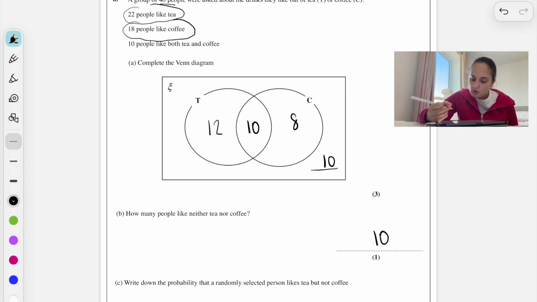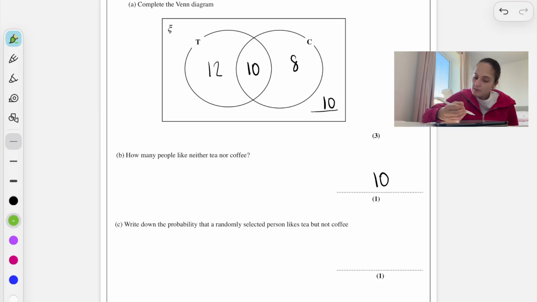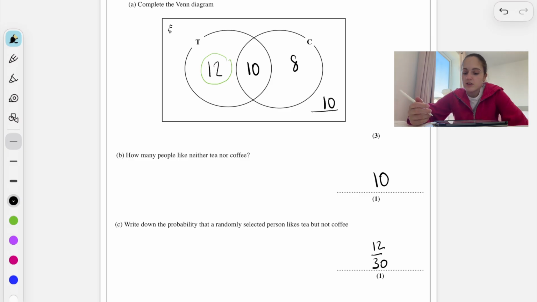And it says write down the probability that a randomly selected person likes tea but not coffee. So the number of people who like tea but not coffee, that's going to be these 12 over here. So it's going to be 12 over 30. So the answer to this question is 12 over 30. We can simplify that, or we can just leave it as 12 over 30.